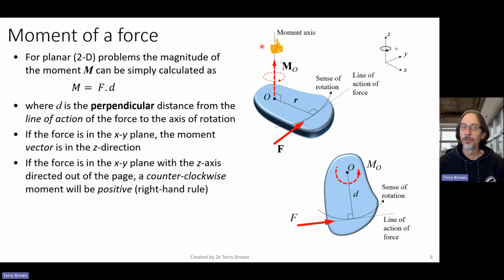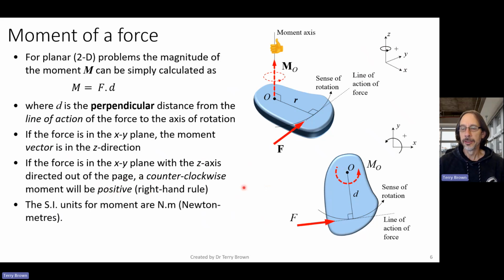And using the right-hand rule, if the Z axis is directed out of the page, so if we're looking down here, the Z axis will be directed out of the page, and a counterclockwise moment will be positive.